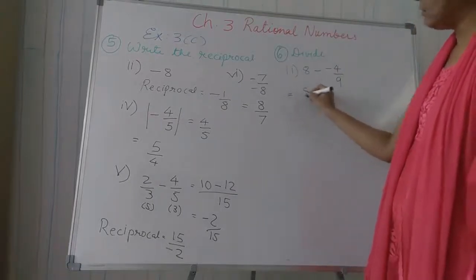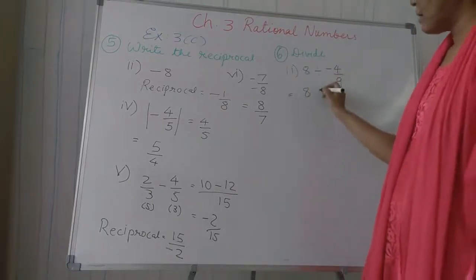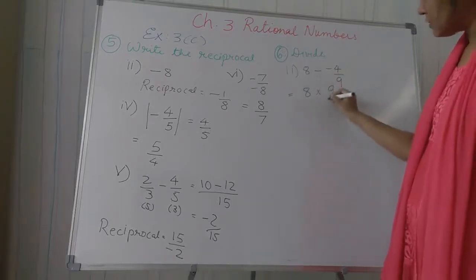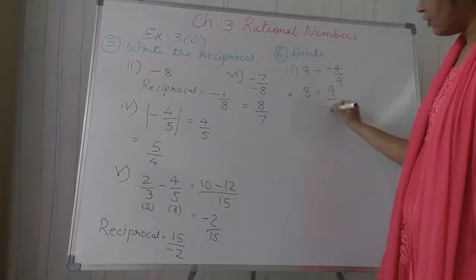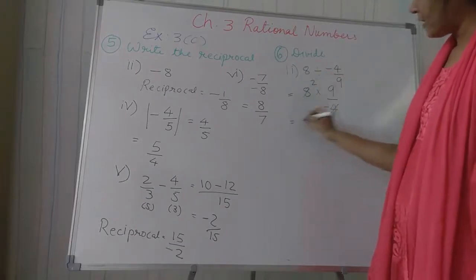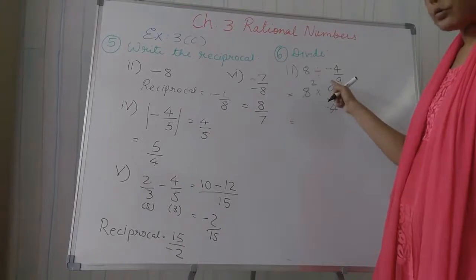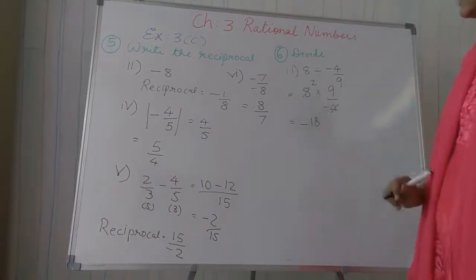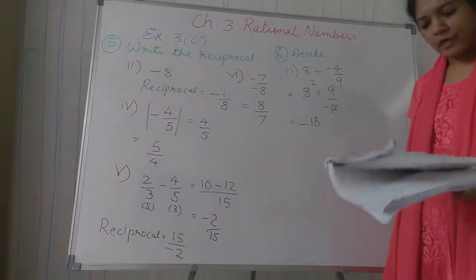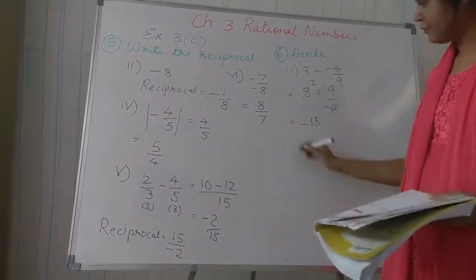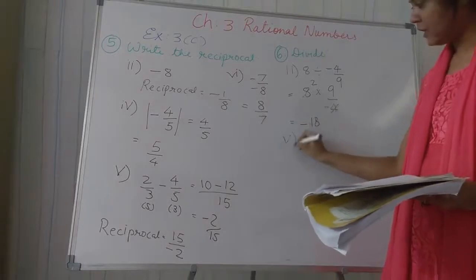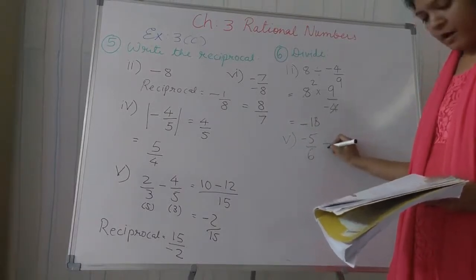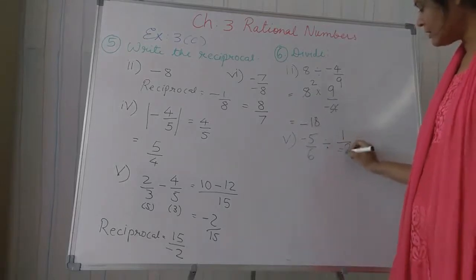Here 8 will not change, it is the same. The division sign becomes a multiplication sign and then the reciprocal of this, so 9 upon minus 4. 4 2s are 8. And the minus sign also goes in the numerator now. 9 2s are 18. So this is the answer to number 2. Then we take number 5.